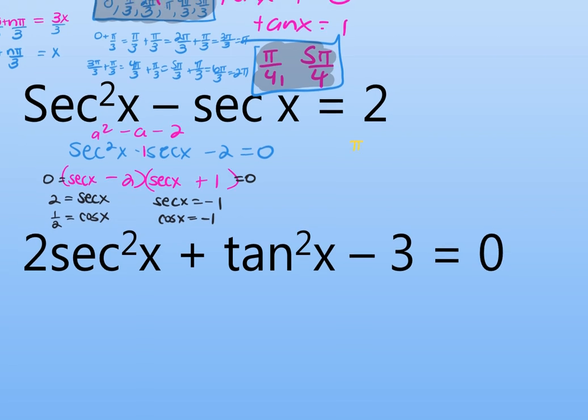Pi over 3. And 5 pi, nope. Yes, 5 pi over 3, sorry. I was thinking sine. 5 pi over 3. And where is it negative 1? Pi. Those are hard to read. Questions on that one?